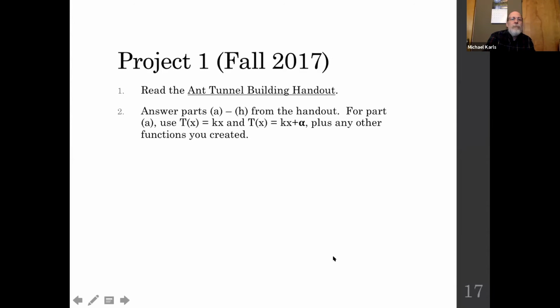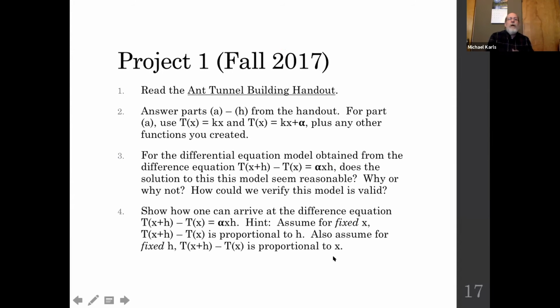And so here's the first project I wrote up. It was read the handout, and then this was to help guide them to possible functions you could use to describe how long it takes to build a portion of the tunnel. We had talked about those in class. And then looking at a difference quotient, and basically we're trying to guide the students toward a differential equation. And so that's what was going on here.